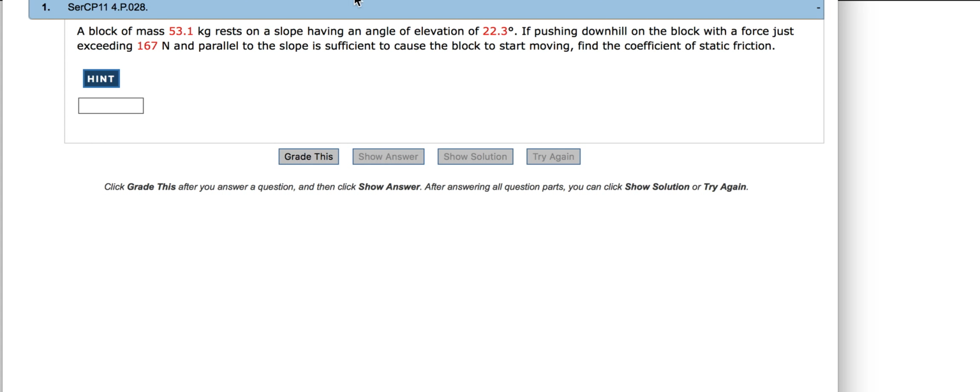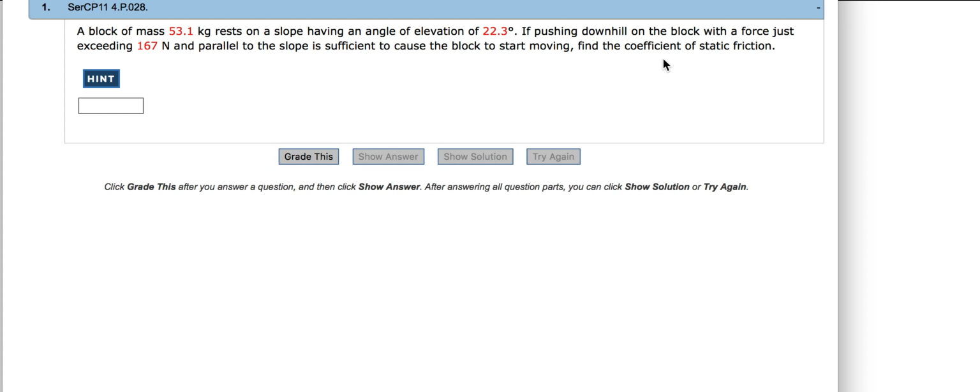A block of mass 53.1 kilograms rests on a slope having an angle of elevation of 22.3 degrees. If pushing downhill on the block with a force just exceeding 167 newtons and parallel to the slope is sufficient to cause the block to start moving, find the coefficient of static friction.